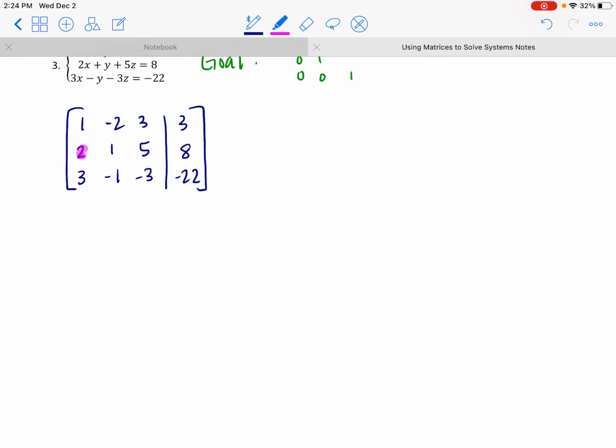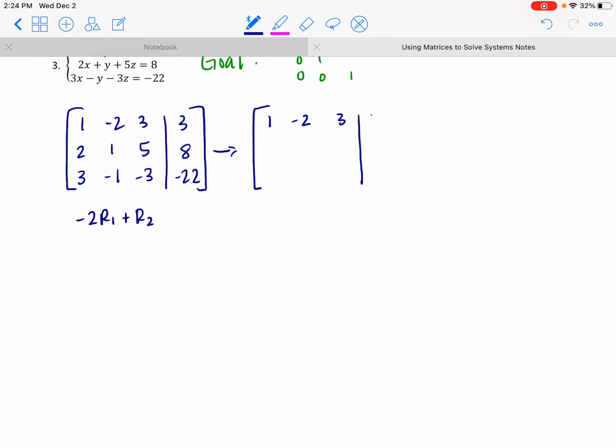So my first step is really to get a 0 right there. And I would have to add -2 to it to get 0. The only way to add -2 to it is to use a multiple of another row. So I'm going to do, in my first step here, -2 times row 1, and add that to row 2 to change row 2. Okay? So I'm changing row 2. I'm not changing row 1.